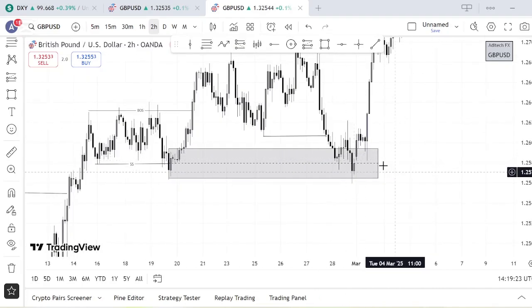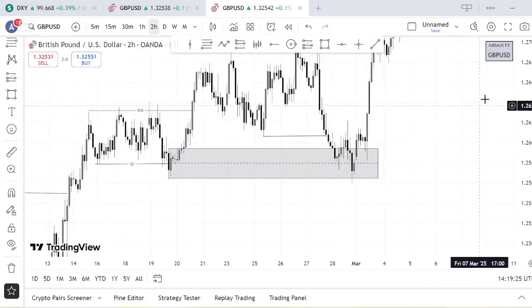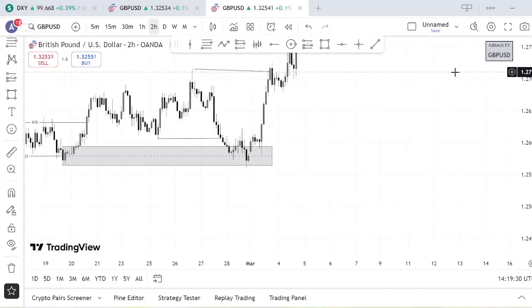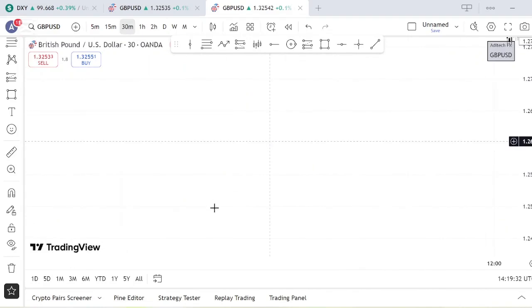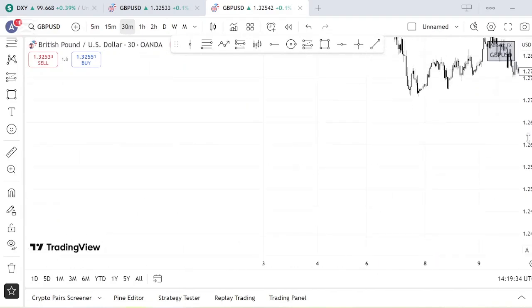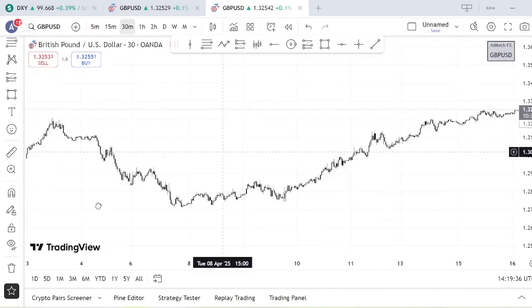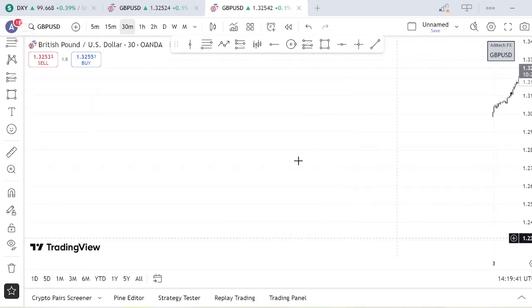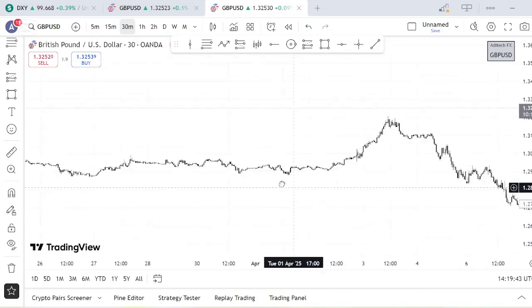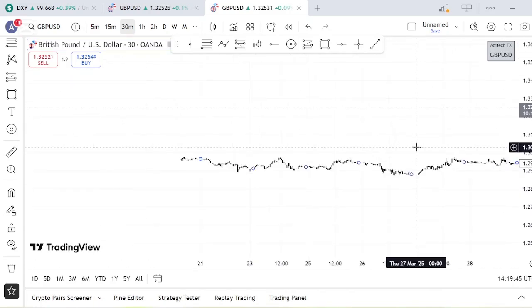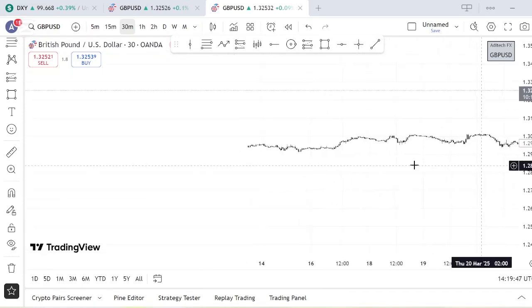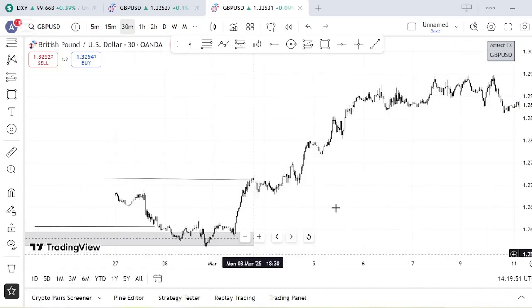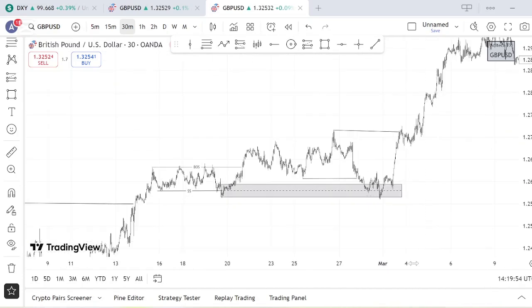Now from this zone, you can actually switch to the 30 minutes time frame to look for a buying opportunity. So let's try switching to the 30 minutes time frame. Okay, my network is bad. The chart is somewhere down. Okay, perfect.